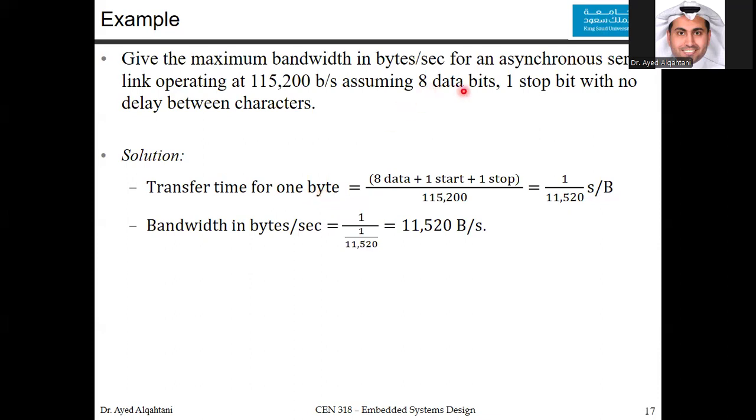Now the data here is a single byte. So the bandwidth in bytes per second is the reciprocal value of this one. This is the required maximum bandwidth. Now, after this introduction, we will move to the UART module, and you will see many of the things that we discussed here; we need to set them up for the UART to work.